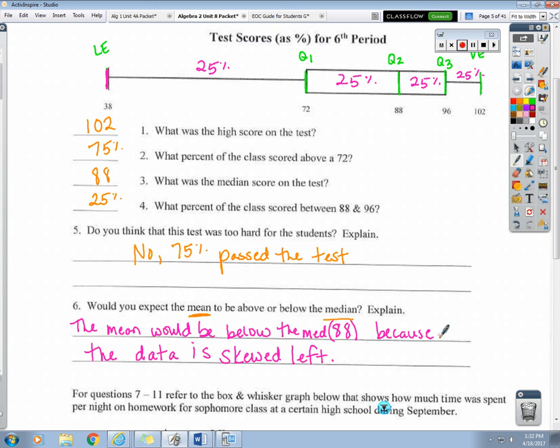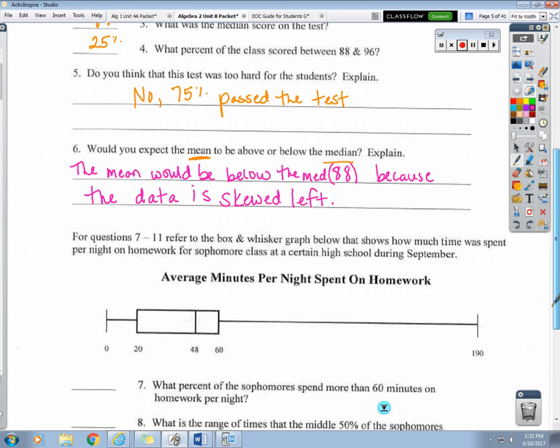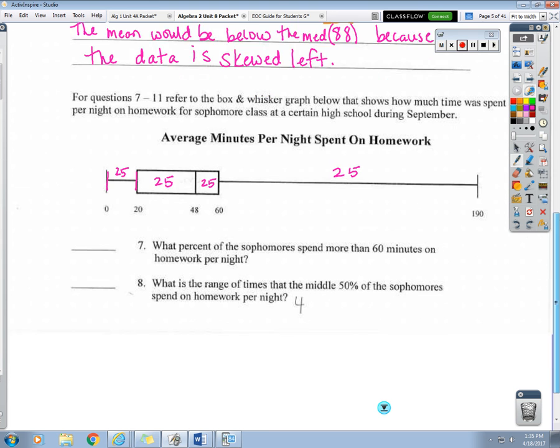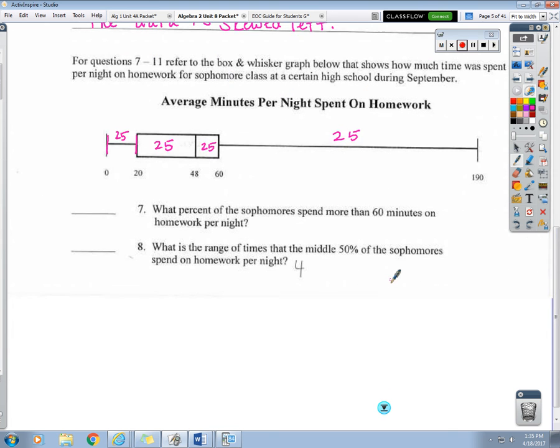Okay, now before I just do them with you, I want you to take a couple of minutes and look at this box and whisker plot and answer questions 7, 8, and then on the next page 9, 10, and 11. Go ahead and try 7, 8, 9, 10, and 11 looking at this box and whisker graph. Number 7. What percent of sophomores watch TV for at least 15 minutes per night? Am I on the wrong question? Sorry, that was the next page.